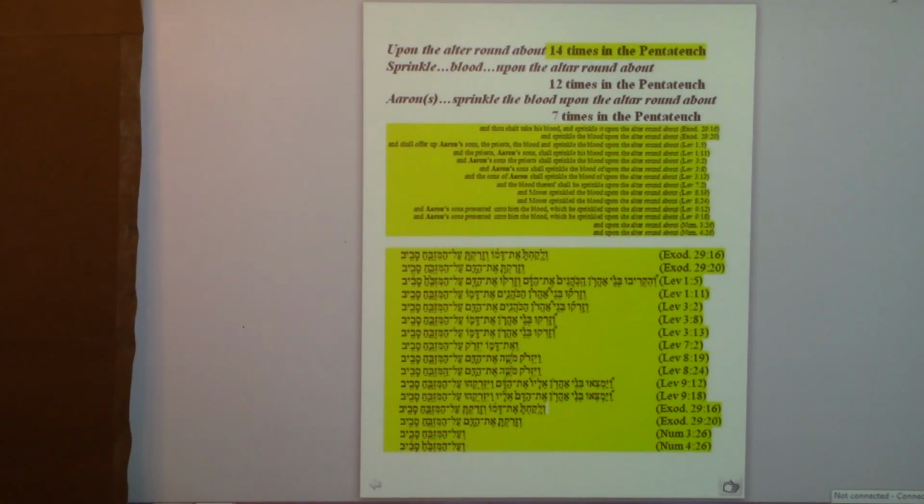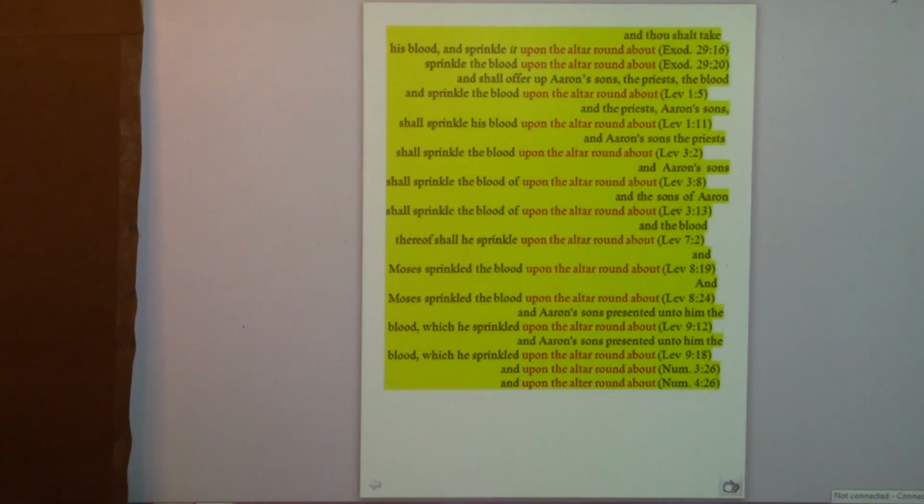Upon the altar, around about 14 times, sprinkle blood upon the altar, around about 12 times. Aaron sprinkled the blood upon the altar, around about 7 times in the Pentateuch. Here it is, a little easier to see. Highlighted it so you can see the repetition.